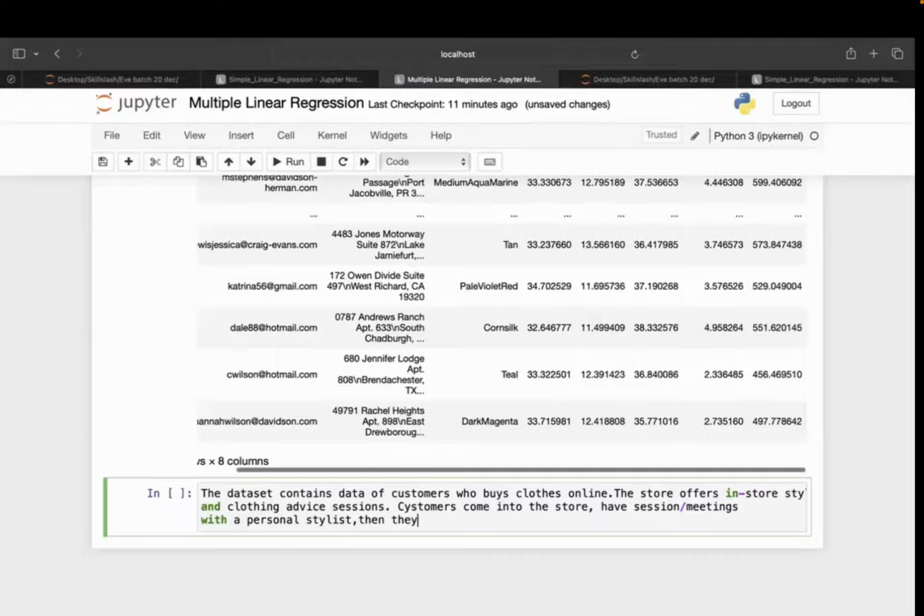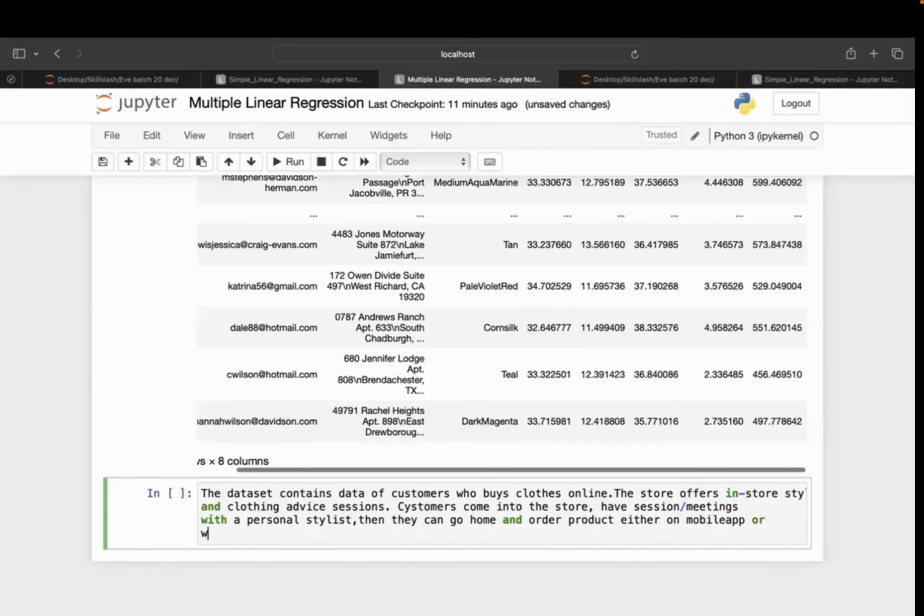Then they can go home and order, either, or let's say order the product, either on the mobile application or website, for the clothes they want.